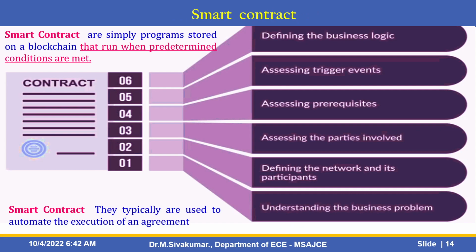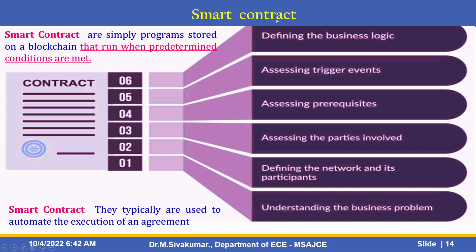What is a smart contract? Smart contracts are simple programs stored on a blockchain that run when predetermined conditions are met. These are the basic rules behind the smart contract. What are the rules? The first one is understanding the business problem. The second is defining who all the participants in the network are, and assessing the parties involved, the prerequisites, and the trigger events. And finally, defining the business logic. So smart contracts typically are used to automate the execution of an agreement.